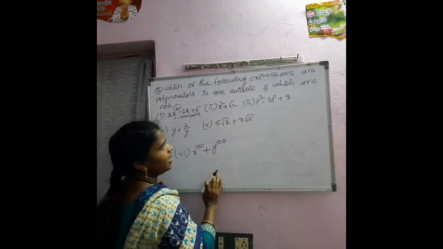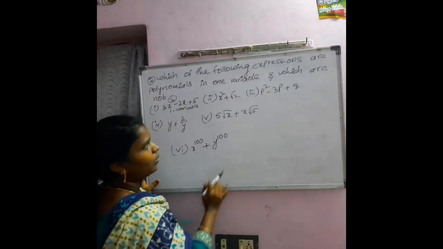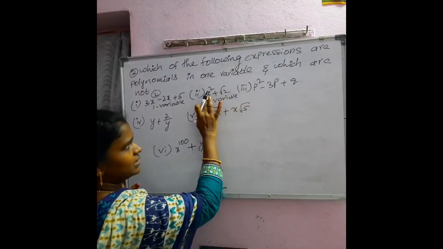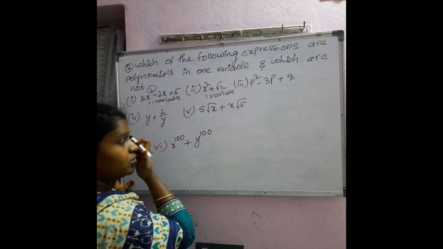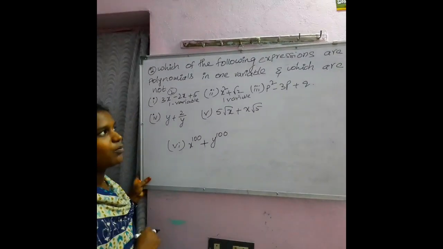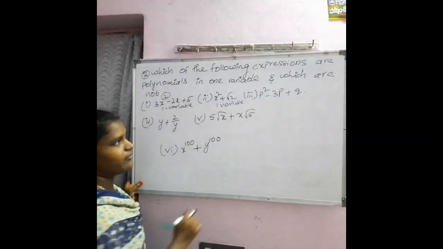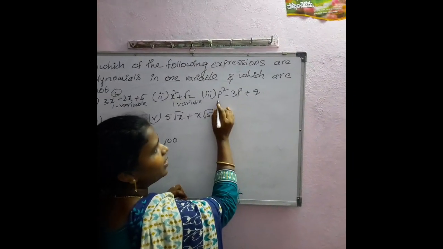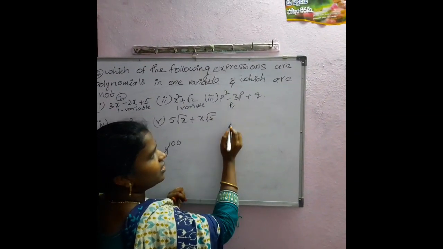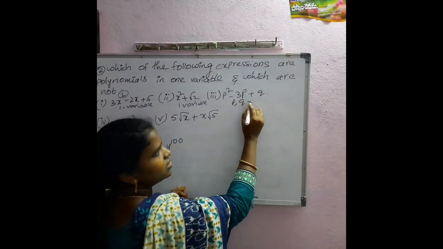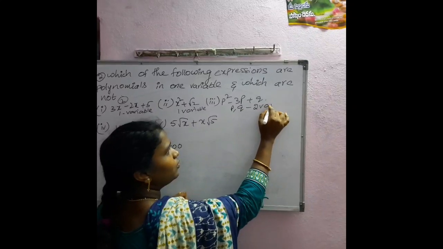If you had seen the second one, it is also a polynomial in one variable, that is we are having only x and the degree is a positive integer, that is a whole number. So it is a polynomial in one variable. If you had seen this, it is a polynomial but in two variables. What are the variables we are having here? P and q. So it is a polynomial in two variables.